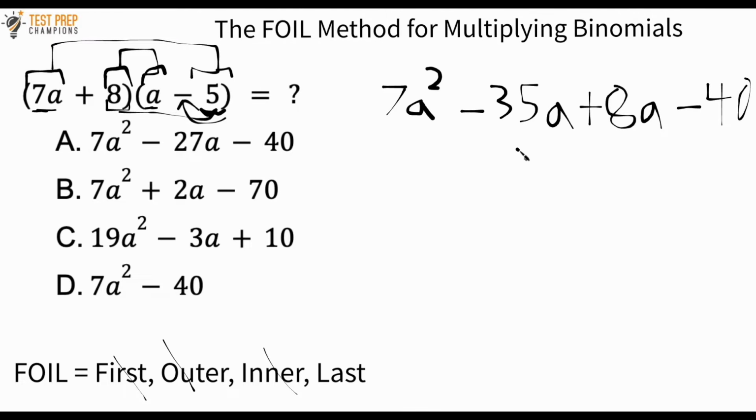So I've got negative 35a plus 8a. That gives us negative 27a. So when all is said and done, we're going to have 7a squared minus 27a minus 40 as our answer. And that is answer choice A. So A is the correct answer here.